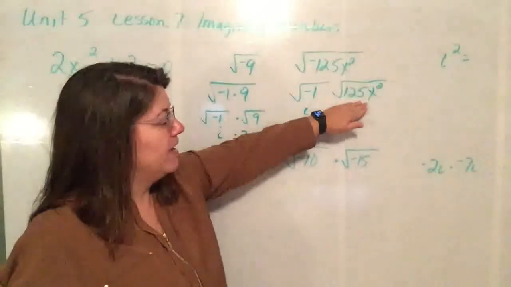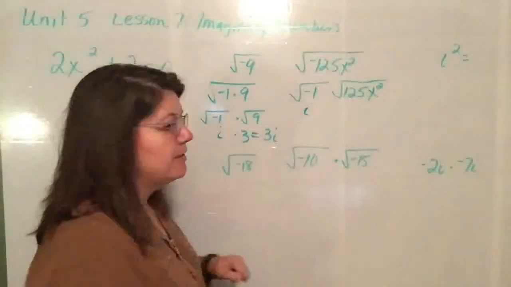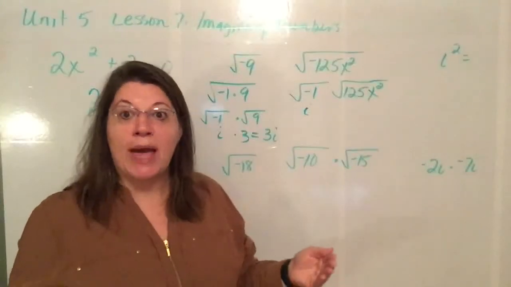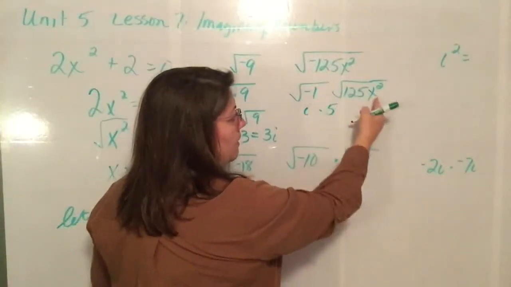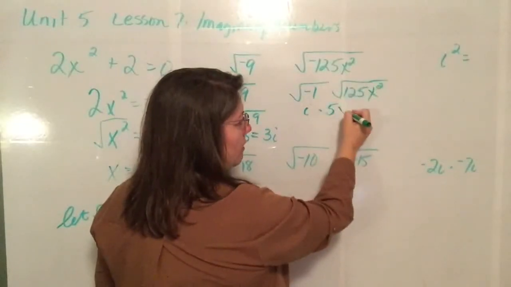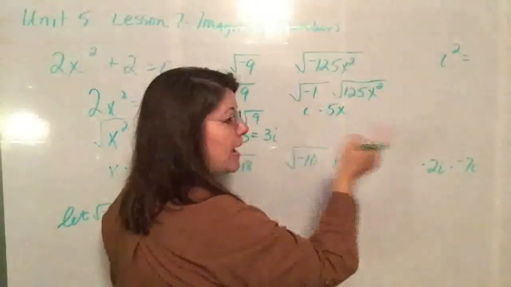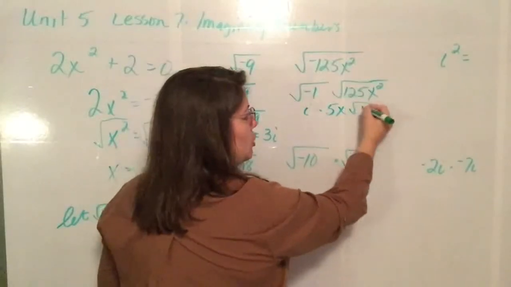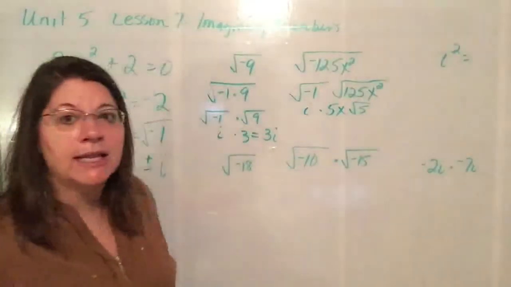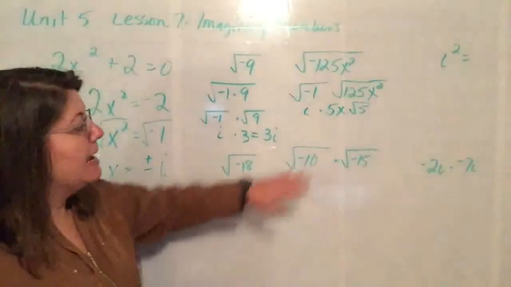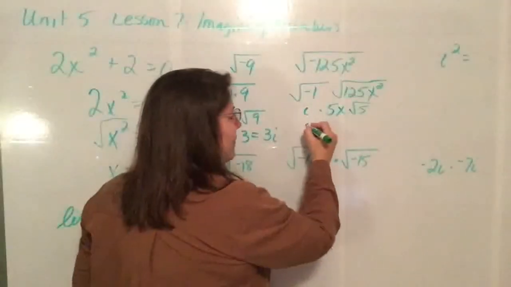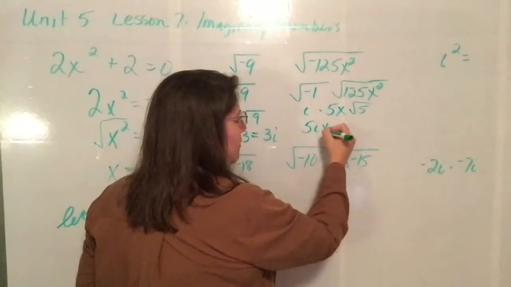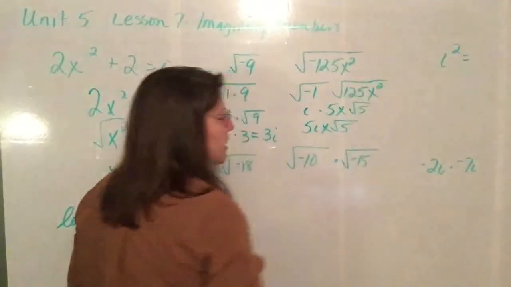We simplify this. 125, that's 5 times 5 times 5. So I know I can bring a 5 out. I can take 2 x's out of x squared. That gives me an x. I have no x's left inside, but I do still have a square root of 5 left inside. So my answer for this is going to be 5ix times the square root of 5.